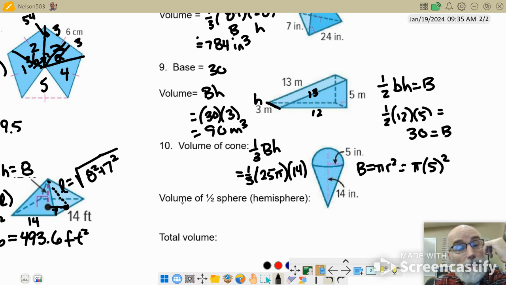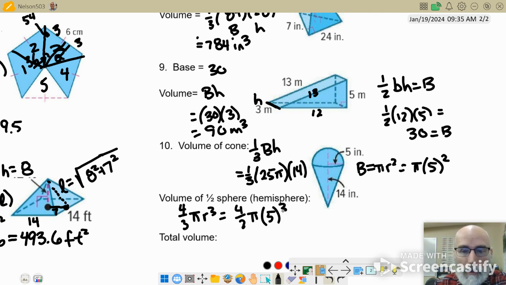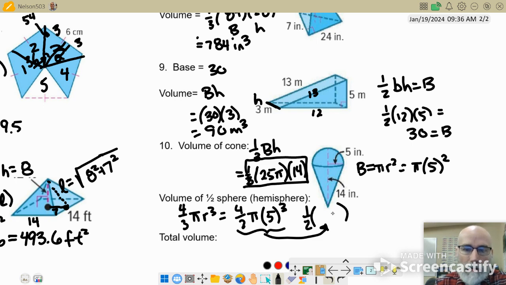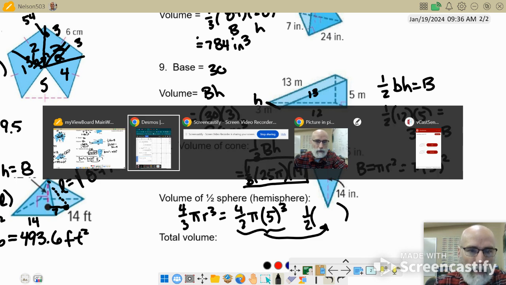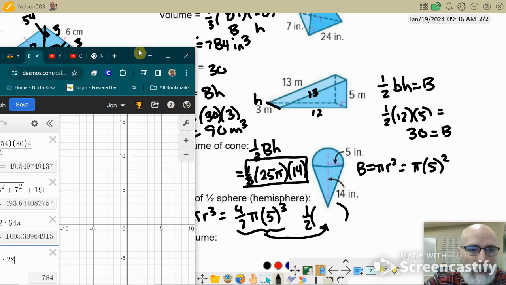Now it says, what's volume of half of the sphere? Well, the sphere has a radius of 5, and the formula for a sphere is 4/3 pi r cubed. So I'm going to go 4/3 pi times 5 cubed. Then I'm going to take half of that. I'm going to take half of that answer right here, right in there. And then we're going to add these two together. We're going to add this guy plus this guy right here. So let's jump to Desmos now and see if we can do some of this calculating.